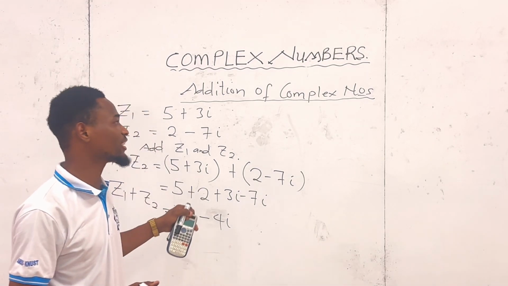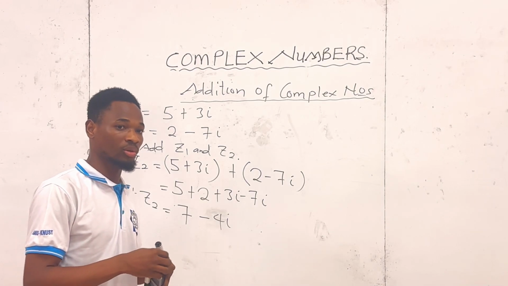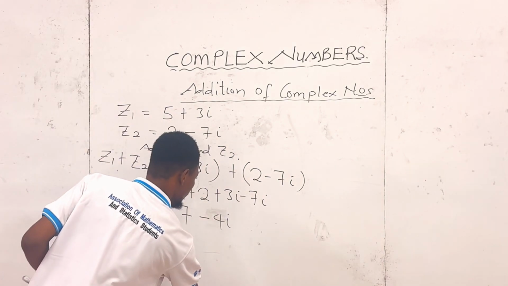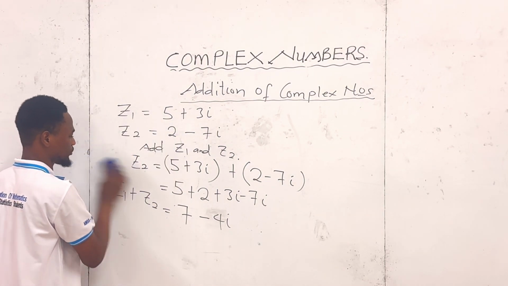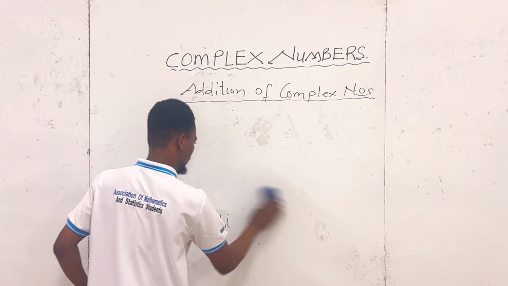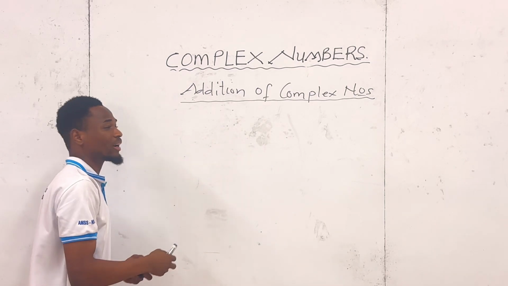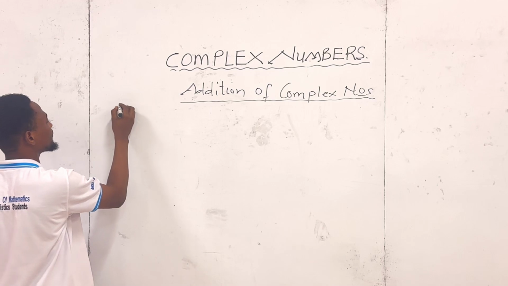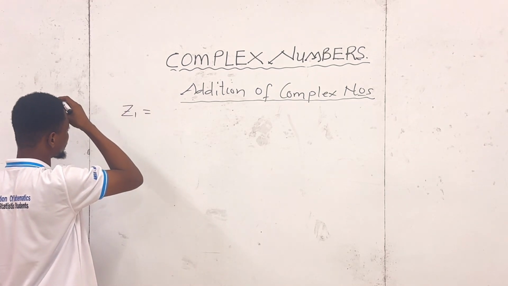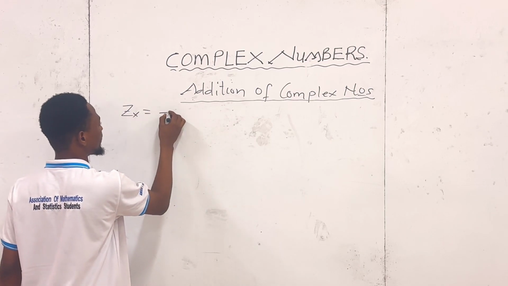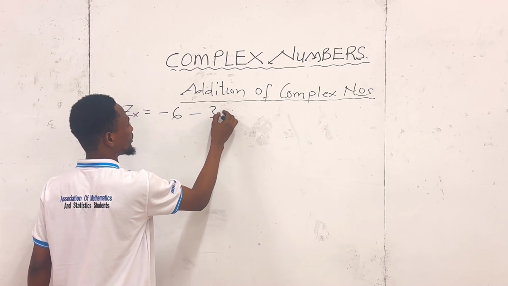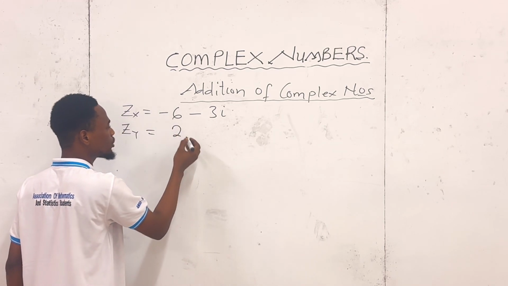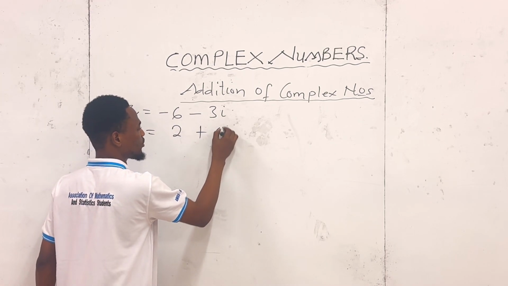Viewers, this is the end of addition of complex numbers. So let's work out subtraction of complex numbers. For the subtraction, it's just the same format, the same concept. So if you have zx equals negative 6 minus 3I, then zy equals 2 plus 4I.